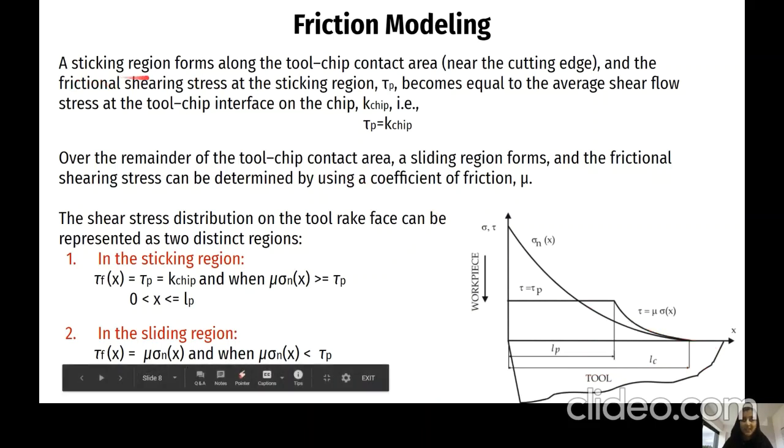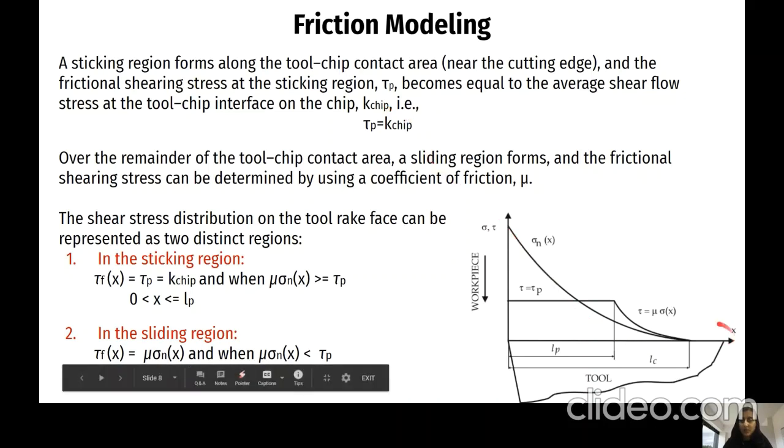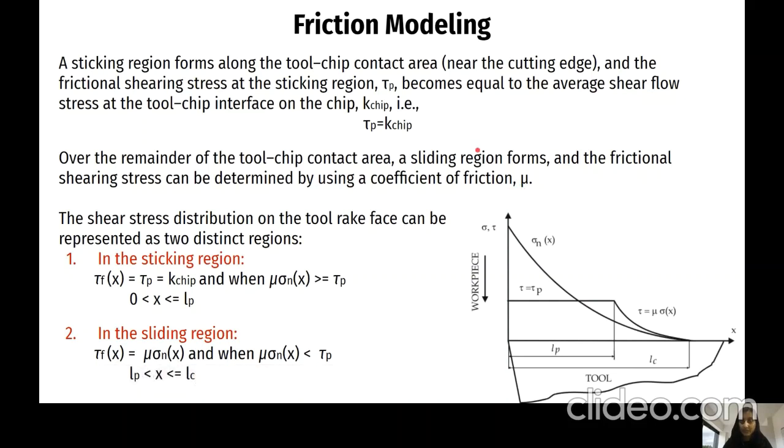So the sticking region forms across the tool chip contact area near the cutting edge, and the frictional shear stress at the sticking region, that is tau p, becomes equal to the average shear flow stress at the tool chip interface on the chip, that is K chip. So we can say that tau p is equal to K chip here. Now over the remainder of the tool chip contact area, a sliding region is formed, and the frictional shearing stress can be determined by using a coefficient of friction, that is mu.